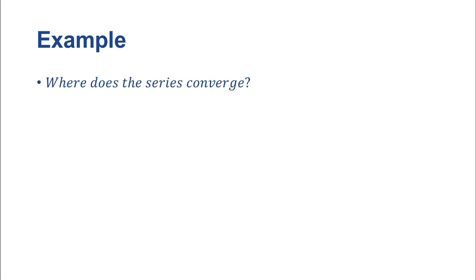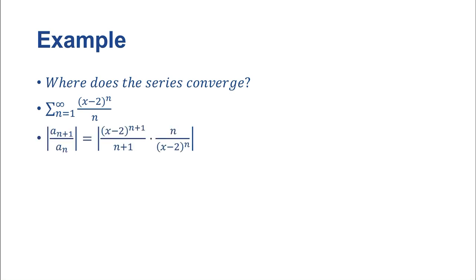All right, let's do another one. So where does this series converge? We have the sum from n equals 1 to infinity of x minus 2 to the nth power over n. Okay, so now we can look a little bit more into this. So we're going to use the ratio test once again. We take the absolute value of a sub n plus 1 over a sub n, and we get the absolute value of x minus 2 to the n plus 1 over n plus 1 times n over x minus 2 to the nth power.